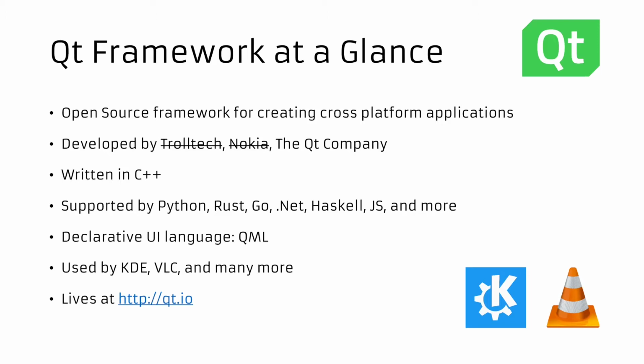The framework is written in C++, but there are language bindings, official ones for Python, but also good bindings for Rust, Go, .NET, Haskell, JS, and many, many more. In addition to these languages, Qt also comes with its own declarative UI language, QML. This is not something that we will talk about in this presentation, but it's good to be aware of.